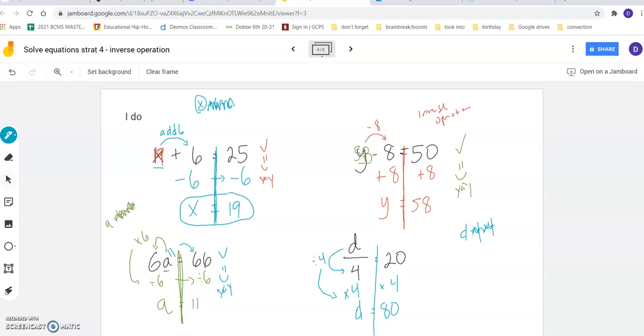Let's check and be sure. If I go back and use substitution, if d were 80, then this equation would say 80 divided by 4 is 20, which it is.